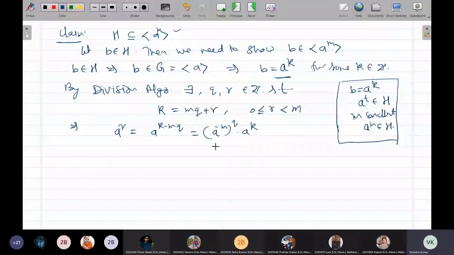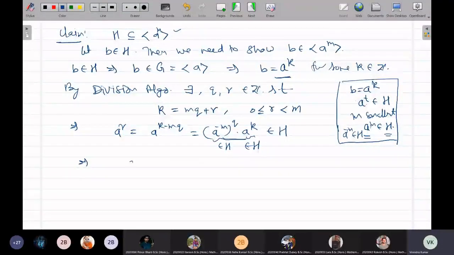So, because a to the power m belongs to H, and H is a subgroup, certainly a to the power minus m is in H also. Fine. So this belongs to H, and this also belongs to H. And H is a subgroup, hence it is also a group under the operation of G. So the composition of these two elements would be in H.